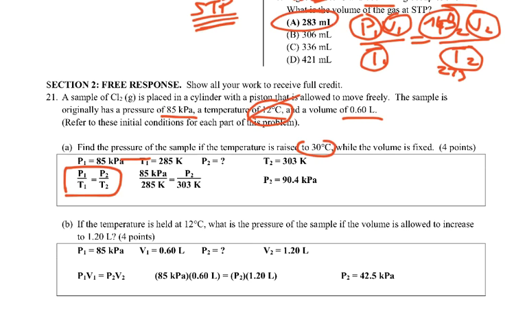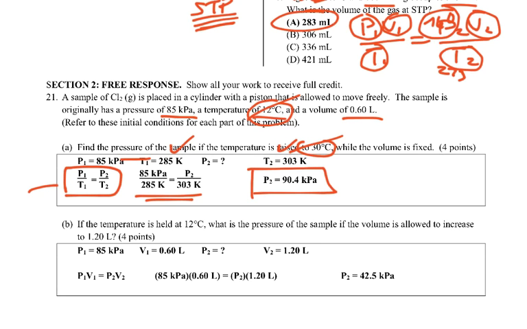Remember that these have to be changed to Kelvin. So the temperatures you can see here are 285 and 303. And then we just substitute it in. We can go ahead and leave things in kPa. And when we get all done substituting and calculating, we get 90.4 kilopascals. So make sure you change your temperatures to Kelvin and substitute carefully, and you'll be okay.